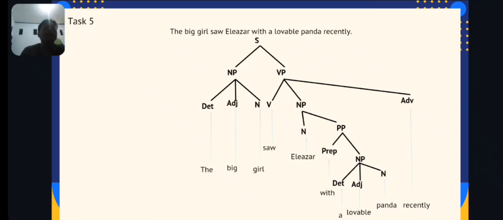So the second line there is the verb phrase. The verb is saw, and then there is a noun phrase and a prepositional phrase. So there are two lines. The noun is Eleazar, and the prepositional phrase has two lines. Preposition with, and the noun phrase there are three: determiner a, adjective lovable, and noun panda, and the adverb is recently.